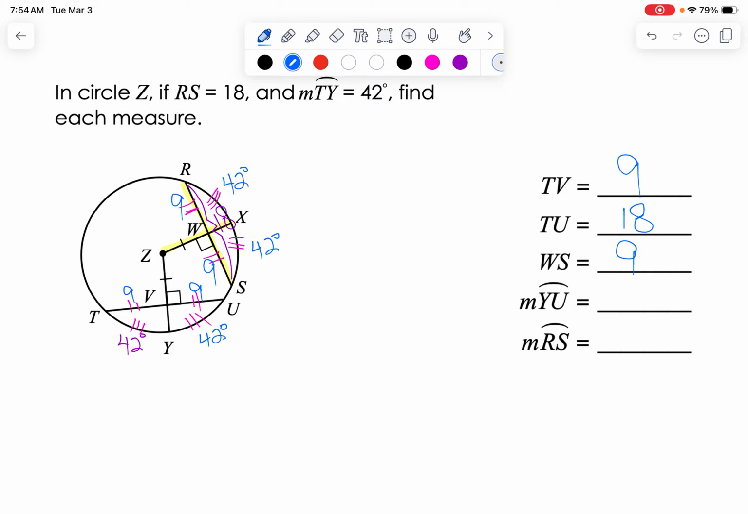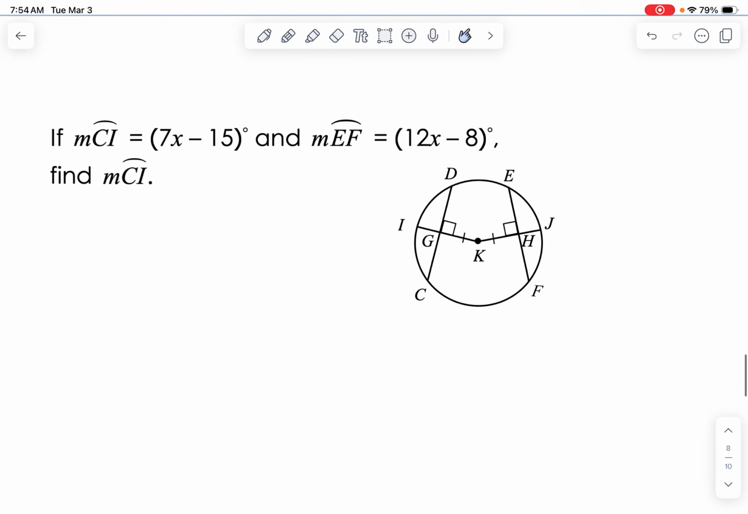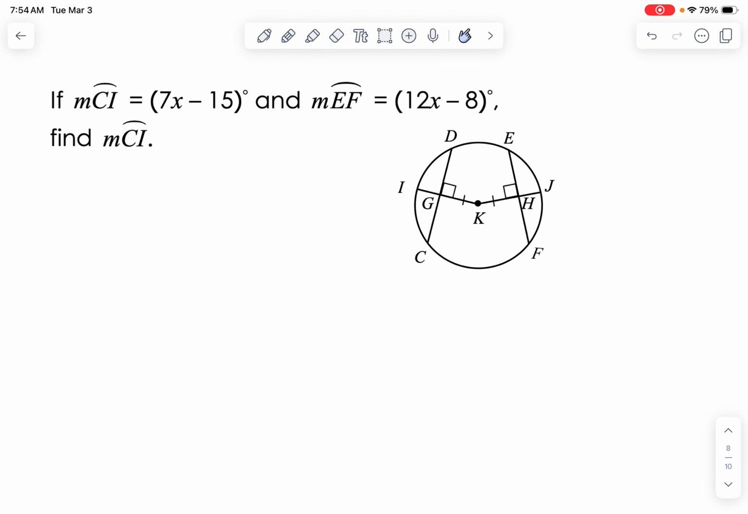The measure of arc YU. Okay, so YU is 42 degrees. And then the measure of arc RS. Well, 42 plus 42, it's this whole segment right there, right? Or arc. So I want that whole thing, that's 42 plus 42, which would be 84 degrees. And we did it. So just using those properties to help us out. Okay, I have one last problem that I'd like to go over.